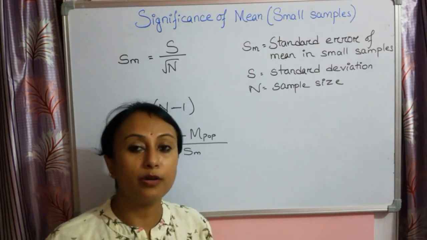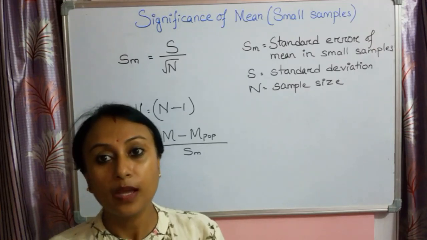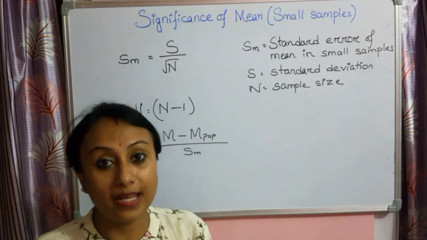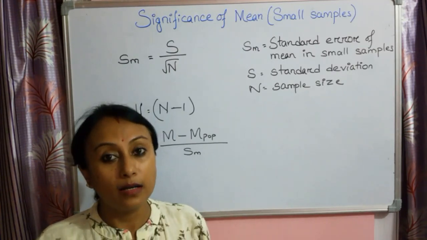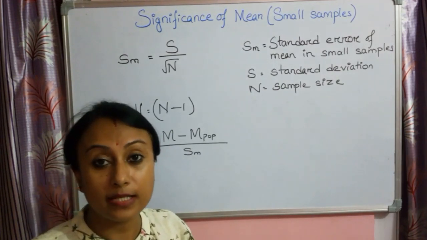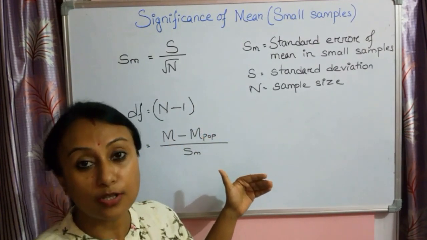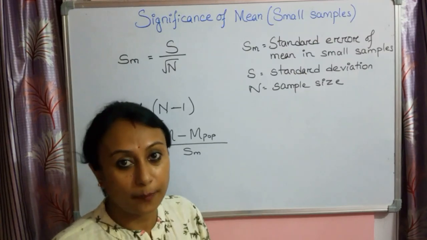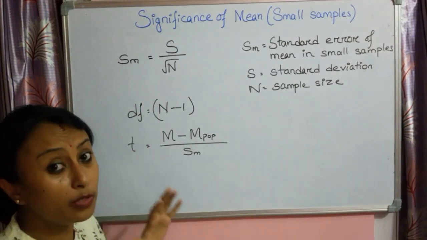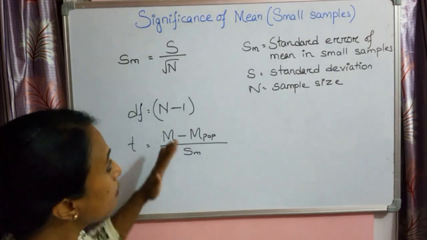You have already learned about the concept of large and small samples. Large samples are those which are more than 30, and it is considered a small sample when the sample size n is less than 30. When our sample size is less than 30, the procedure for calculating the significance of mean is different. So let us first look at the formula that we will require to find out the significance of mean for small samples.